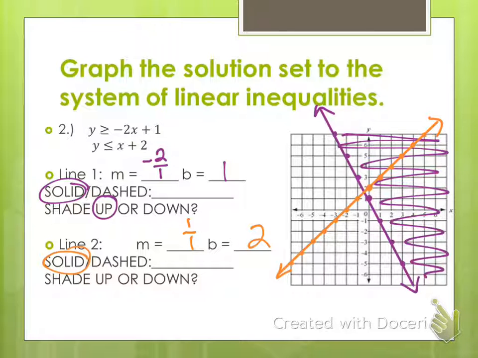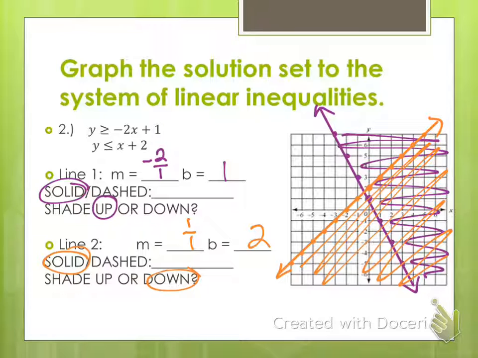There's a solid line. We have to decide, should we shade up or down from that line? Deshaun? Down. It is a less than or equal to. So we shade down. So we go anywhere on that line and go straight down. That's below or down. So again, I would shade lightly that whole area.